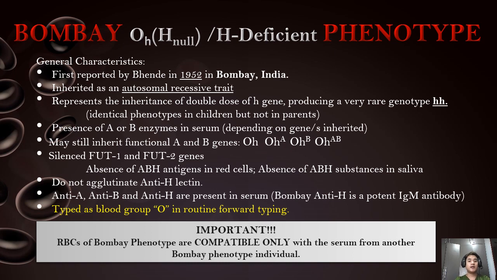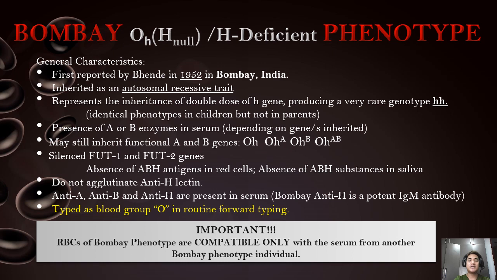So take note that this is one of the most important pointers in this phenotype. Since it does not form any antigens, Bombay phenotypes are typed as blood group O in your forward grouping. And your Bombay anti-H antibodies are highly IgM and highly potent antibodies that have a wide range of thermal reactivity and can instantly lyse red cells when exposed to red cells with the H antigen.